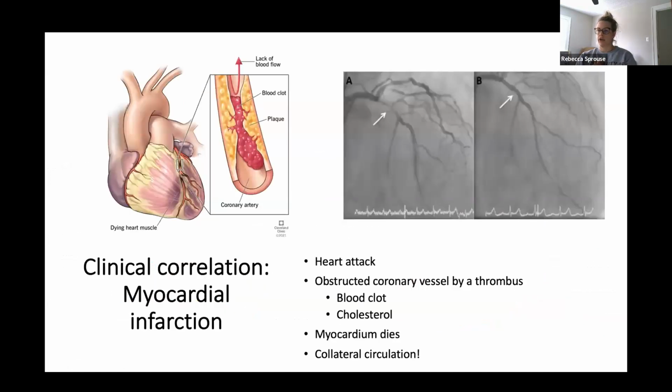Clinical correlation for you. What is a myocardial infarction? That is a really fancy name for saying you are having a heart attack. That is typically caused by a thrombus. And remember, a thrombus is a stationary blood clot.